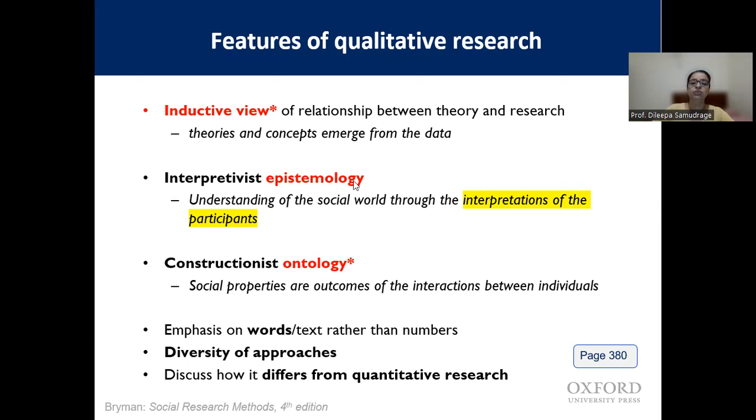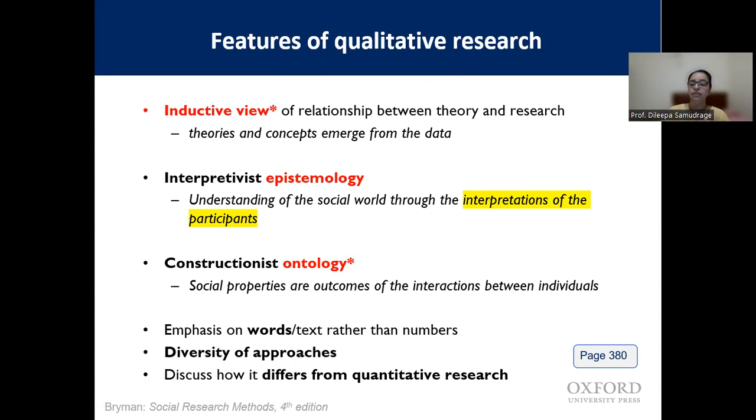Okay, so next one is the inductive view. Features of qualitative research. This is very important, right? Put an asterisk mark on your slide. Features of qualitative research. The first one is an inductive view of the relationship between theory and research. As one student explained, why do we need qualitative research? Because from qualitative research, we try to develop theories and concepts from the data that you derive, right?